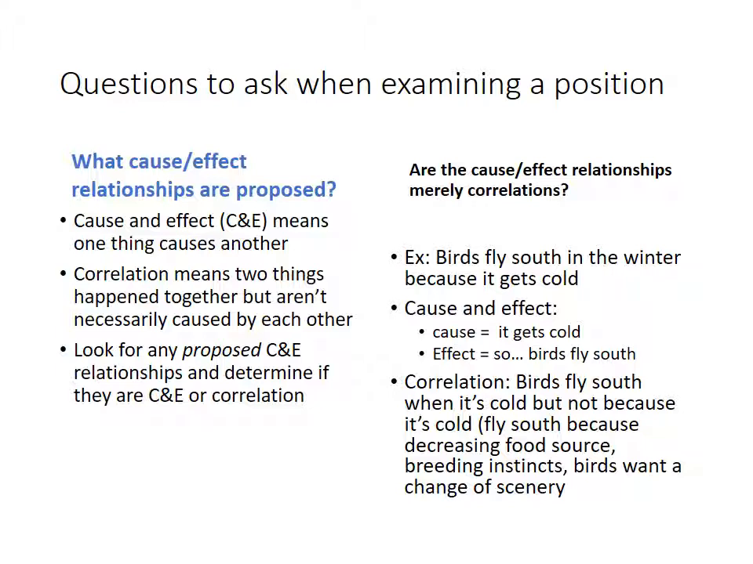The correlation is birds fly south when it's cold, but we don't necessarily know that they fly south because it's cold. Maybe they flew south because of decreasing food source, because of breeding instincts, or because birds just want a change of scenery. So this is just an example, but don't just assume because birds fly south in the winter, it's because of the temperature. Look at whether it really is temperature or whether other things maybe are just a correlation.